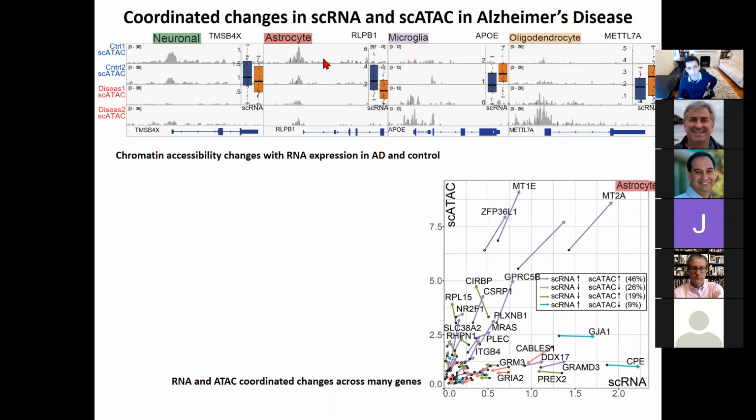And then you can see the same thing for astrocytes and this gene here going down in both, and so on and so forth. And then you can see the coordinated changes between single-cell RNA-seq and single-cell ATAC-seq across multiple genes in this combined plot, where the arrow basically tells you how both RNA expression and DNA accessibility change coordinatedly in AD versus non-AD.